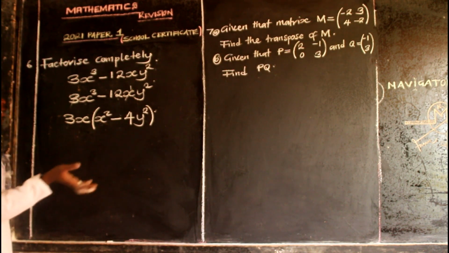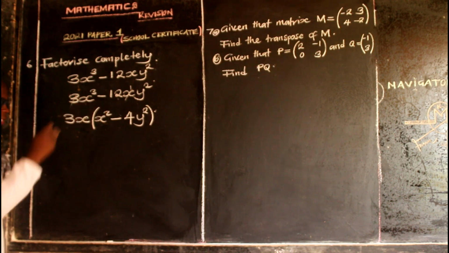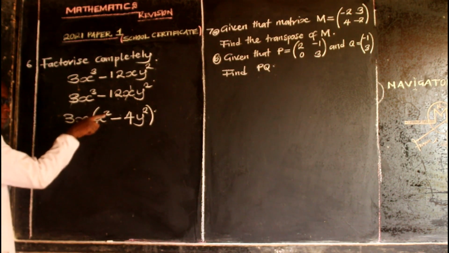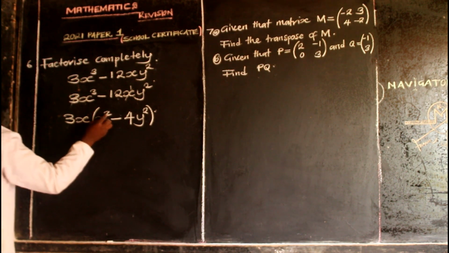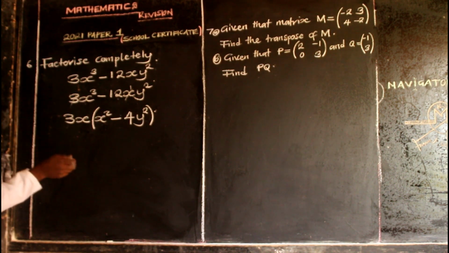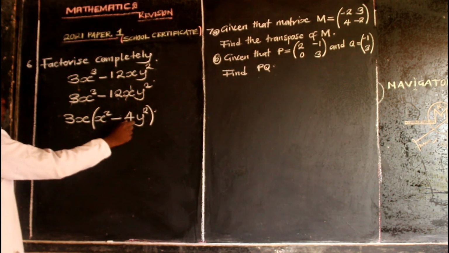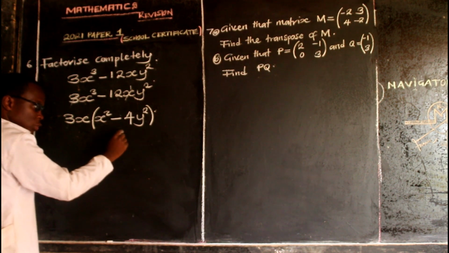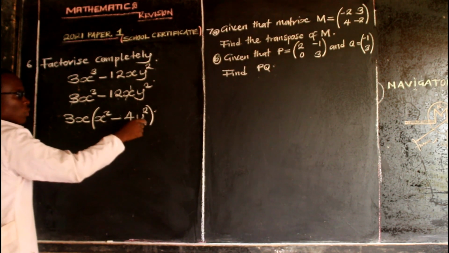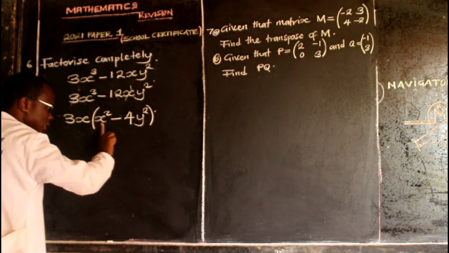So what is a perfect square term? A perfect square term is a product of 2 identical factors. Like x squared is a perfect square term, because to get x squared, you multiply 2 identical factors, which are x times x. 4 is a perfect square number, because to get 4, you multiply 2 identical numbers, 2 times 2. Same applies to y. y times y is y squared. So let us expand this.